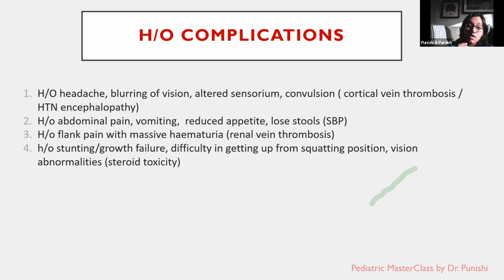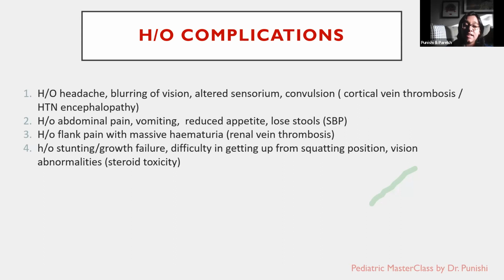Okay, so this is another complication that you might ask for, because again these kids are more at risk of thrombosis. Especially if the patient is, say, a known case of nephrotic, has had multiple relapses in the past, and has been on chronic steroid or chronic immunosuppressive therapy, you should ask for history of complications of steroid toxicity or long-term steroid use, which is stunting or growth failure. Now, what are the other complications of nephrotic?